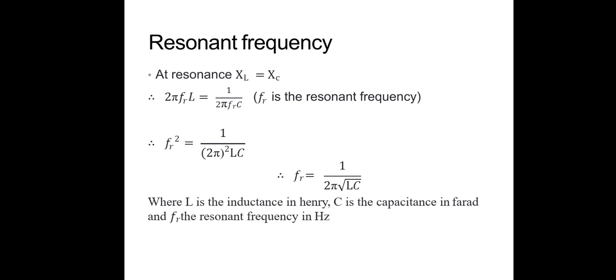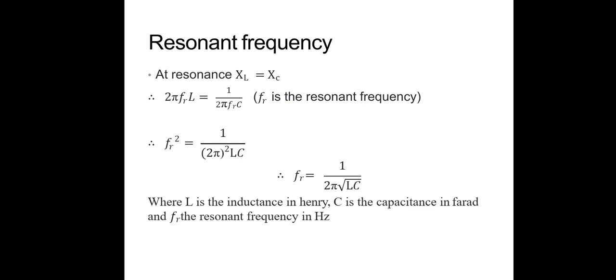Therefore FR square is equal to 1 by 4 pi square into LC, so FR is equal to 1 by 2 pi root LC, where L is the inductance in Henrys, C is the capacitance in Farads, and frequency is in Hertz. This is the way to find the frequency in the circuit using these two elements.